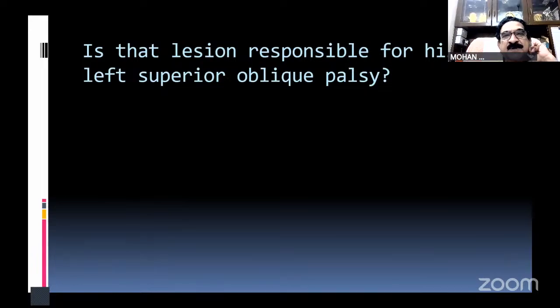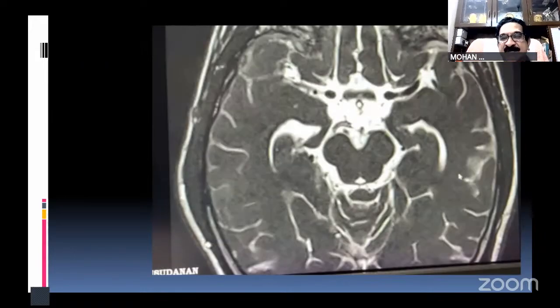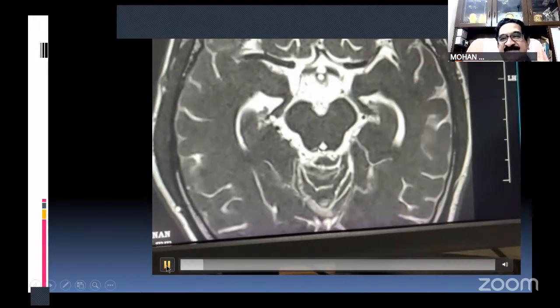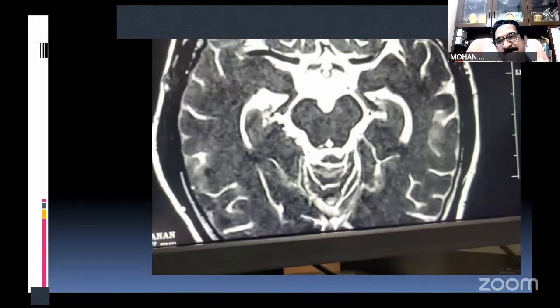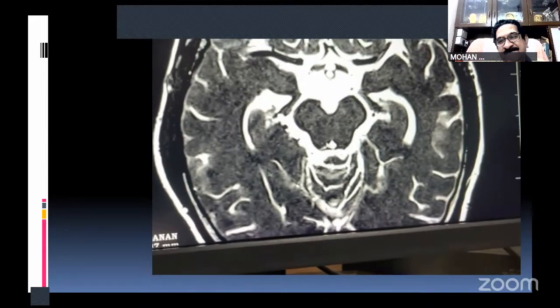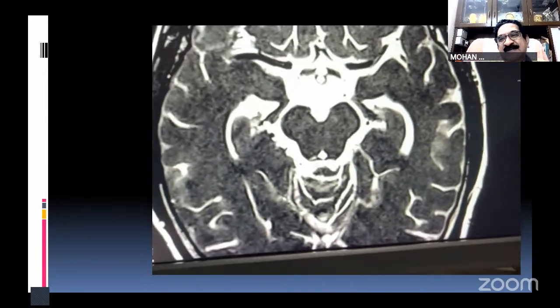So what do you like to do now? Now see this MRI sequence very closely. I will show the CISS sequence. Can you find out some abnormality here? We took a thin cut of the CISS sequence. Did you find anything there?